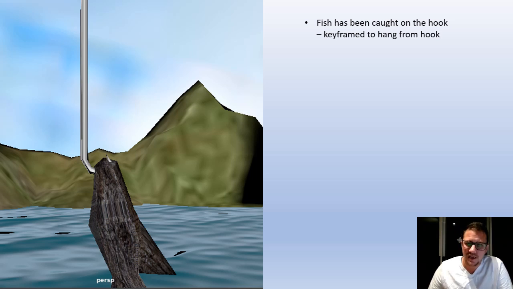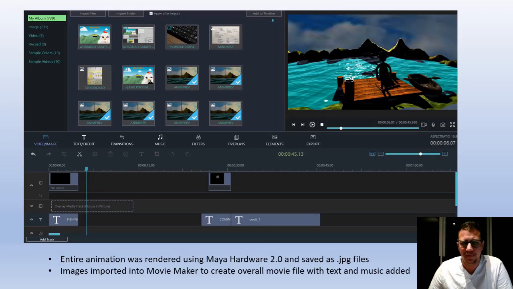As you can see here, the fish has been caught on the hook, and it's been keyframed to hang and dangle from the hook. The entire animation was rendered using Maya Hardware 2.0 and saved as JPEG files. The images were then imported into Movie Maker to create the overall movie file with text and music added.